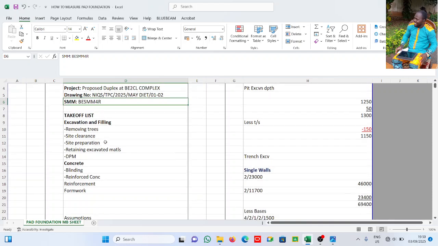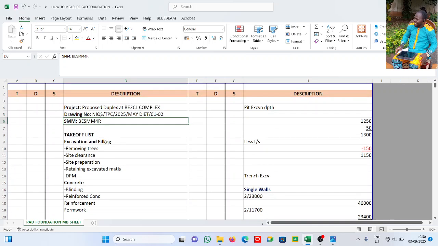Our takeoff list, like I've always said, is very important, especially if you're writing an exam, and if you're going to present your work to your boss or your line manager or whoever is going to check it. It helps you not to miss any item. And the takeoff list is not something you cram. It is inside the BESMM4R. As a QS, you must familiarize yourself with the BESMM4R, the Building Engineering Standard Method of Measurement for Africa, which is the current one.